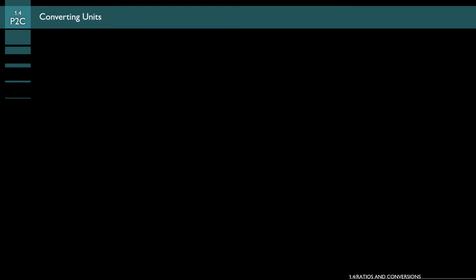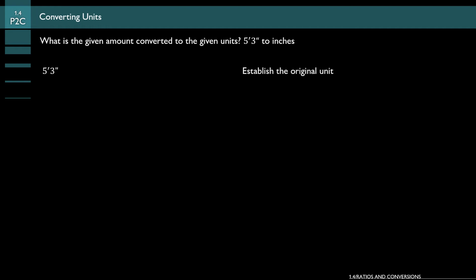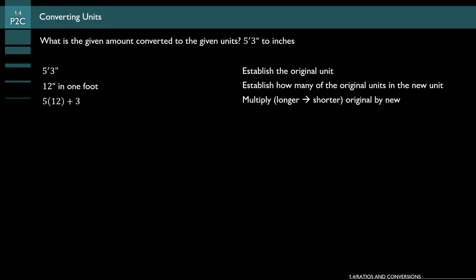In C, we're going to change 5 feet 3 inches to inches. So the original unit is 5 feet and 3 inches. We need to establish how many of the original units are in the new unit. So there's 12 inches in 1 foot. So we're going to do 5 times 12 because we have 5 full feet. It's going to give us 60 inches, plus the 3 that we already had, that gives us 63 inches.